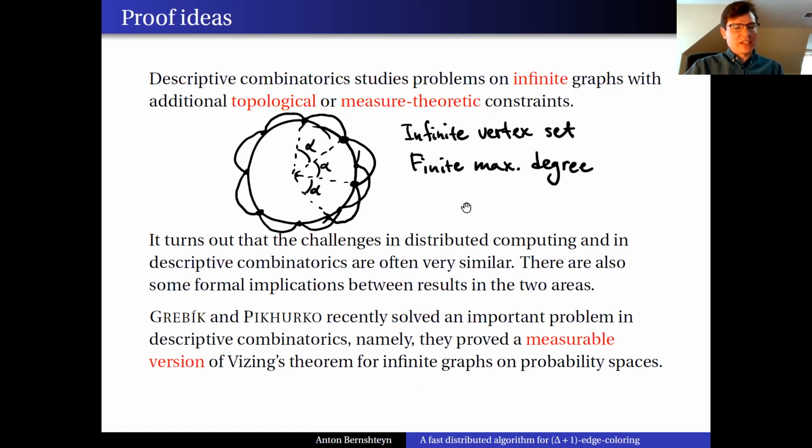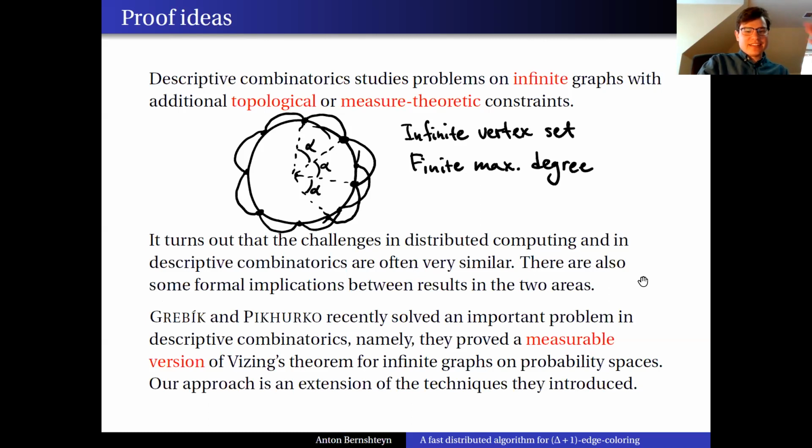In this particular instance, the techniques that we're going to use come from the work of Grebík and Pikhurko, who recently solved an important problem in descriptive combinatorics. Namely, they proved a measurable version of Vizing's theorem. This is a version of Vizing's theorem for infinite graphs on a probability space. But they also had to deal with this non-locality problem and controlling the length of the alternating path there, and so they developed some techniques for that. Our approach is essentially an extension and a generalization of these techniques.